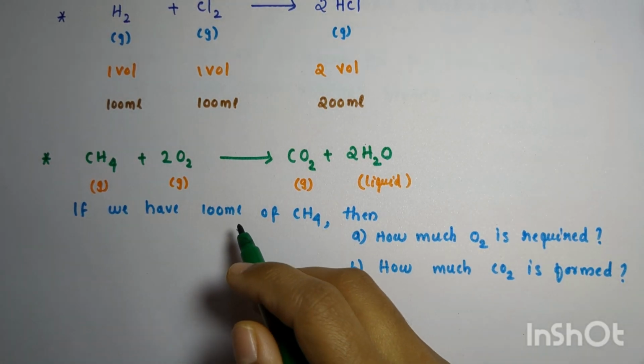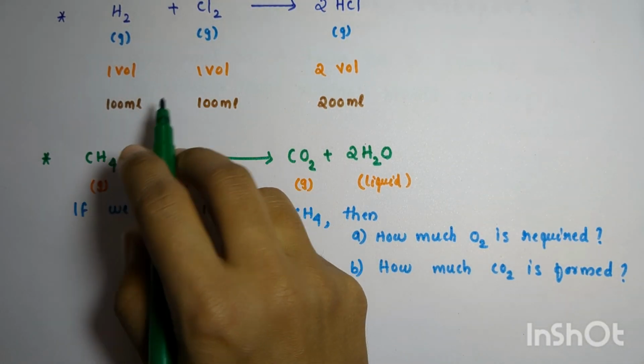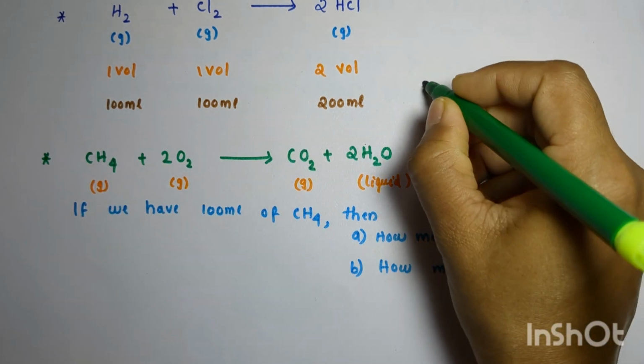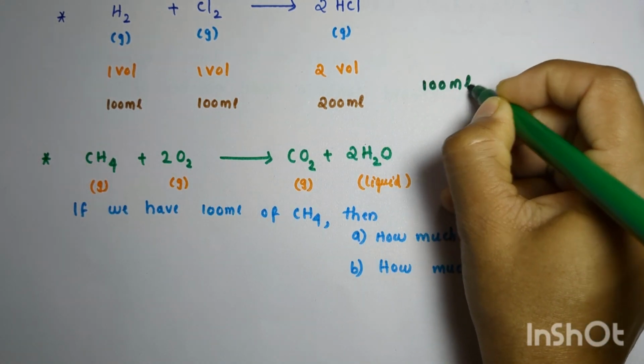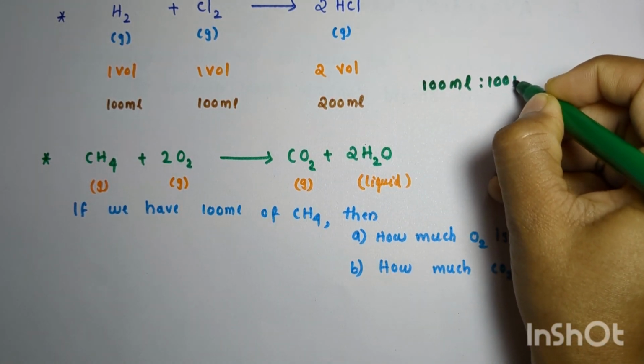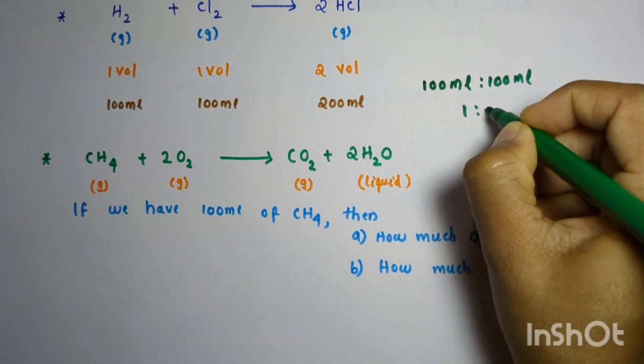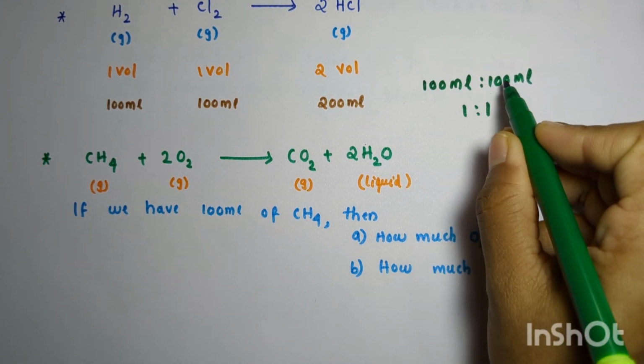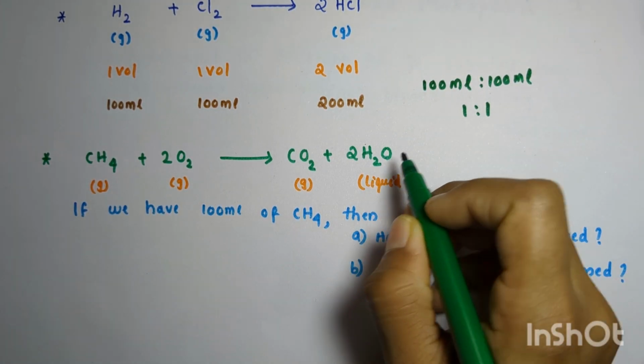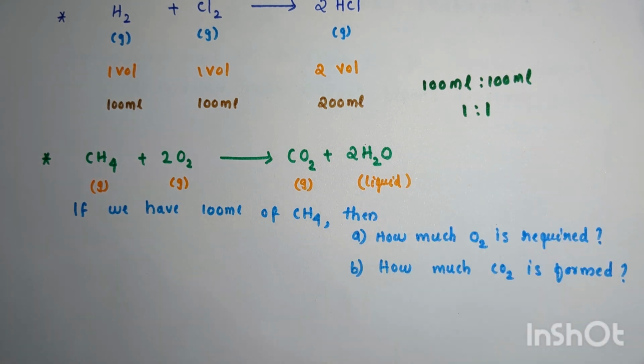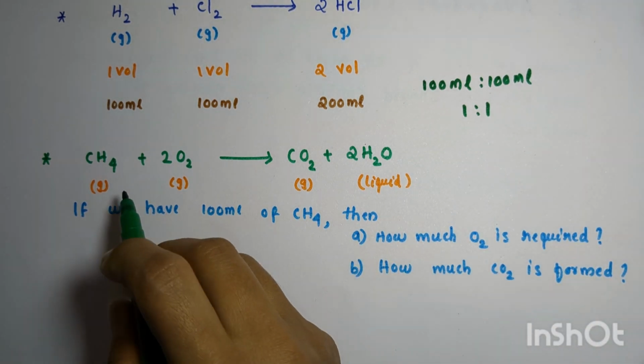Okay, now, so here the ratio of gases combined together will be what? 100 milliliter is to 100 milliliter. That is, this will be 1 is to 1. 1 into 100 is 100, 1 into 100 is 100. Okay, simple ratio. Now let us consider another example.